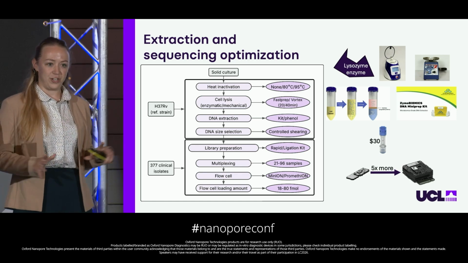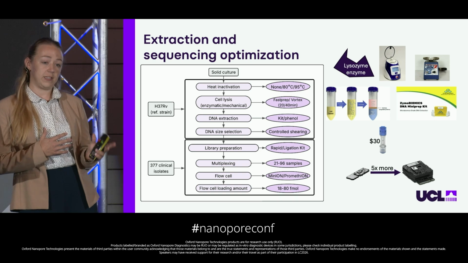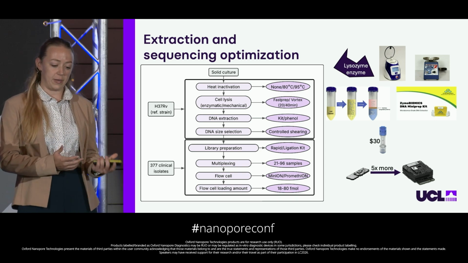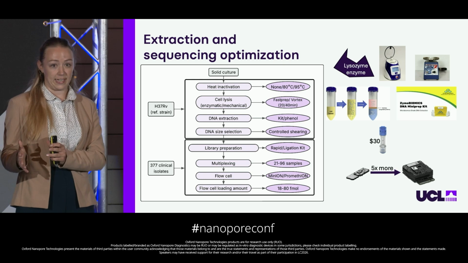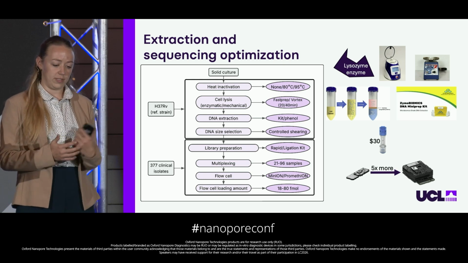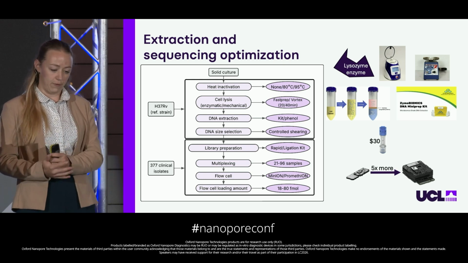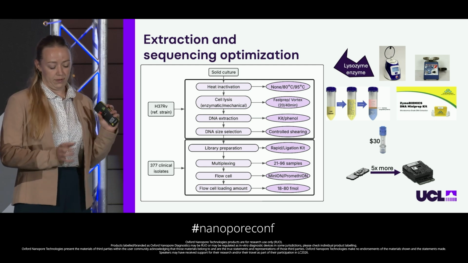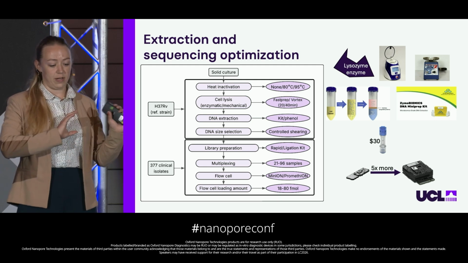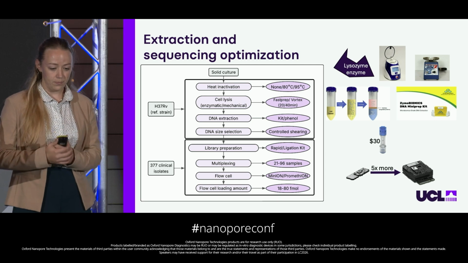Then in the library preparation pipeline, we compared, starting out with the native barcoding kit, then the rapid kit, and we barcoded between 21 all the way up to 96 samples. And we were starting out with the MinION, moved to the PromethION Flow Cells, and we really pushed the flow cell loading amount from the recommended 18 femtomoles at the time up to 80 femtomoles.